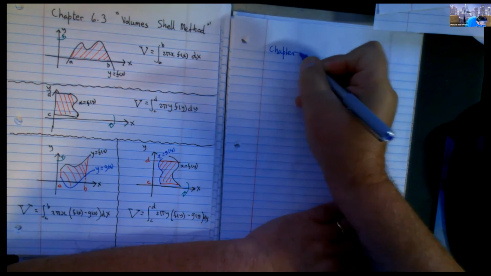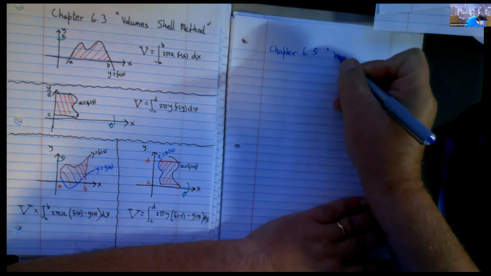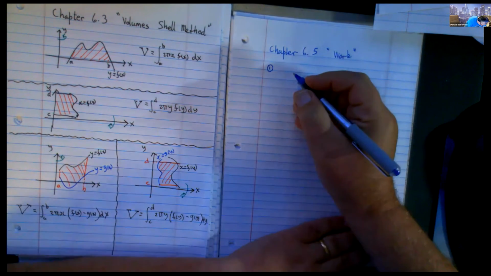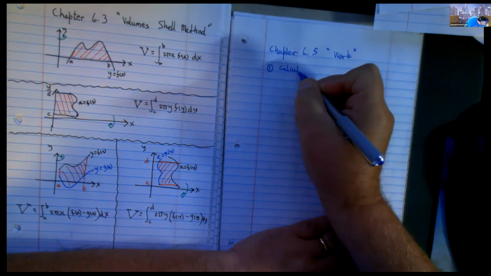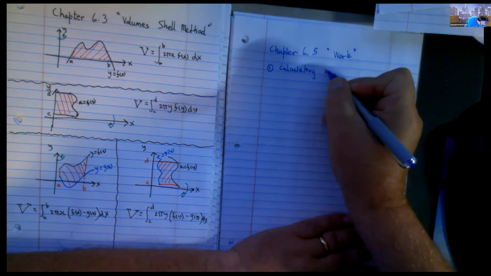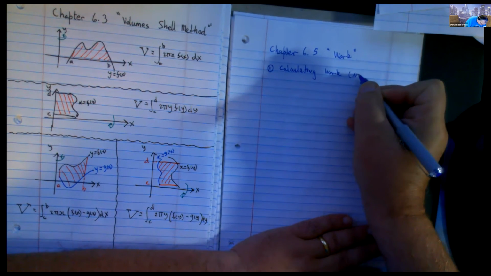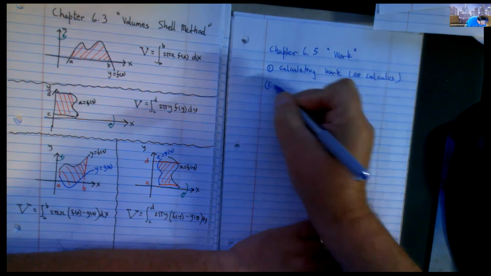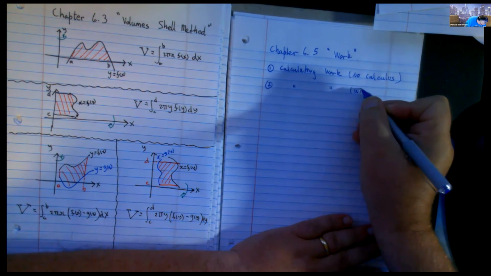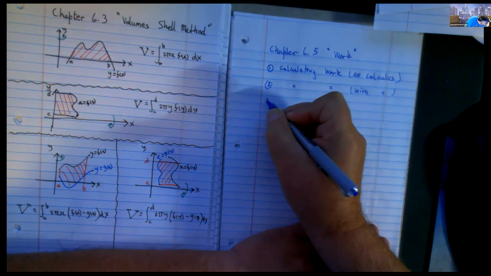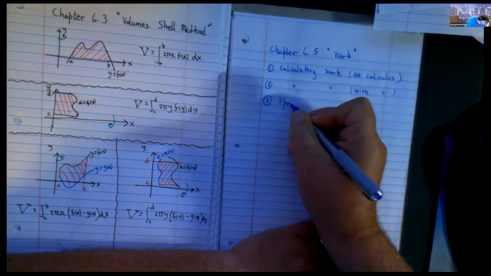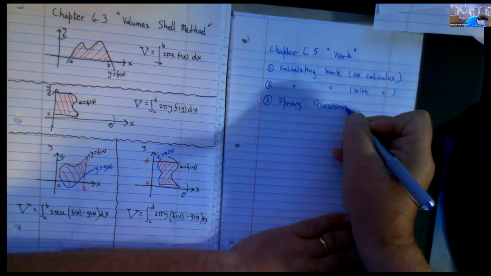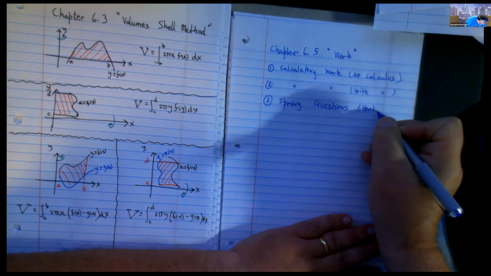So this is going to be chapter 6.5. Its heading is work. And we are going to look at calculating work with no calculus at all. Calculating work with calculus. We're going to do spring questions, which is actually a biggie. I believe it's called Hooke's Law.